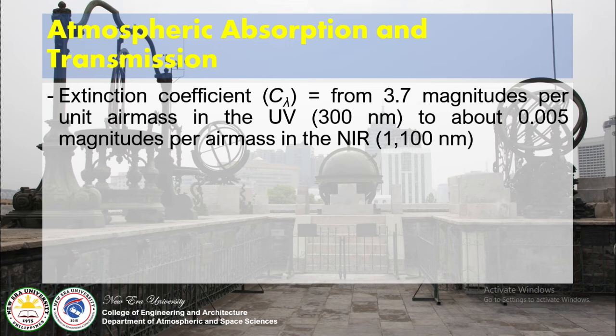Another factor is the extinction coefficient. The extinction coefficient is basically the amount by which the wavelength weakens. It goes from 3.7 magnitudes per unit air mass in the ultraviolet to about 0.005 magnitudes per air mass in the near infrared. So, as we said earlier, the shorter the wavelength, the higher the scattering, and the extinction coefficient plays that role. If we see blue stars, they have a higher extinction coefficient, and if we see redder stars, there is less extinction.